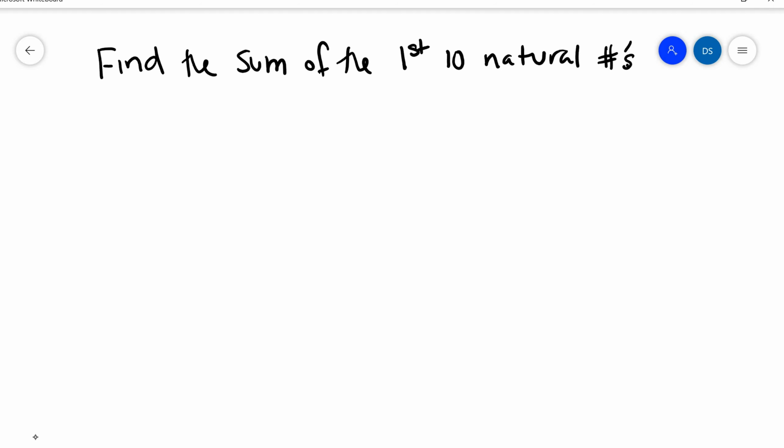Okay. And so that means 1 plus 2 plus 3 plus 4 plus 5 plus all the way up to 10. Now with 10, you can easily add it up and get your answer. The easier way to do this for 10 and for any number greater than 10 is this. I'm going to show you.